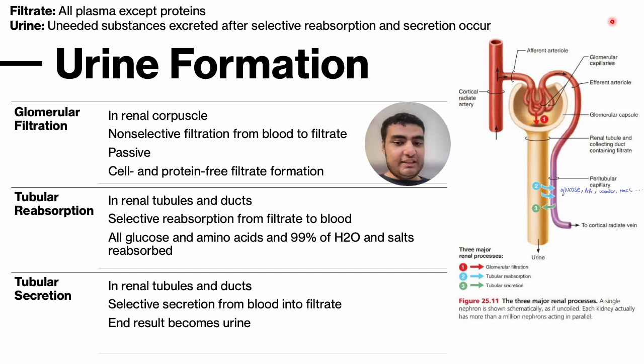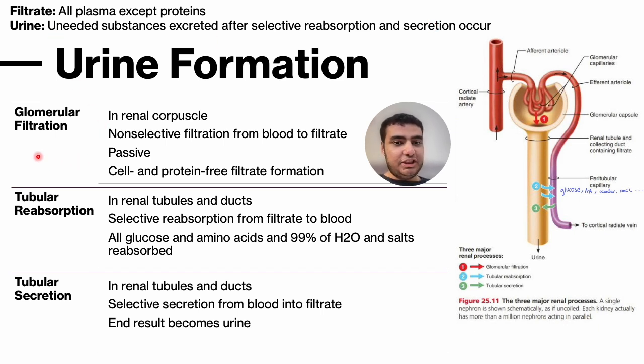And while going through the renal tubule, so the proximal convoluted tubule, the loop of Henle, the distal convoluted tubule, and sometimes the collecting duct as well, this filtrate is modified to eventually form the end product, which is urine, which is everything unneeded that needs to be excreted. Okay? So the filtrate gets processed via selective reabsorption and secretion to eventually form the urine.